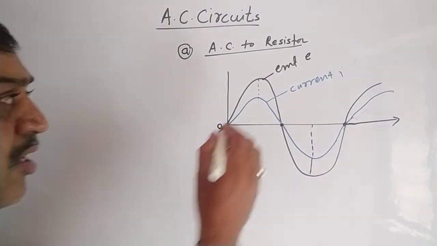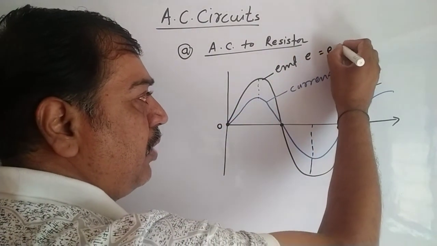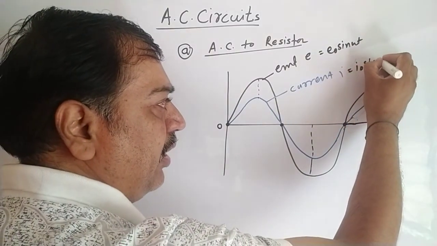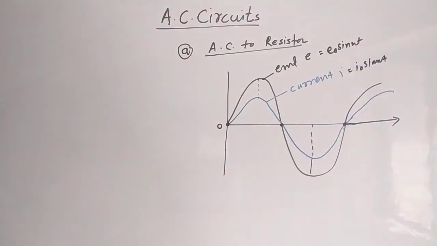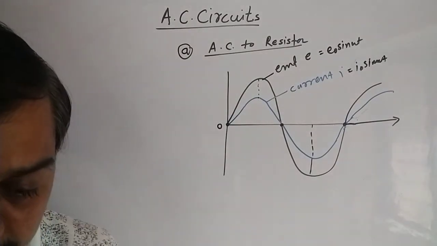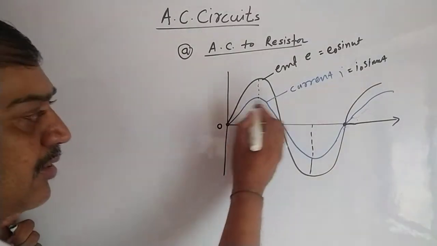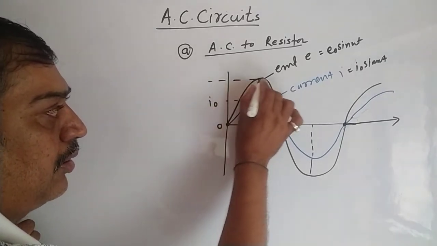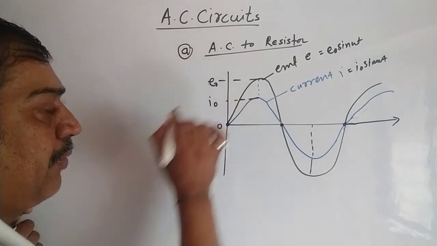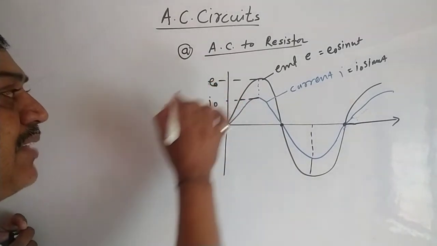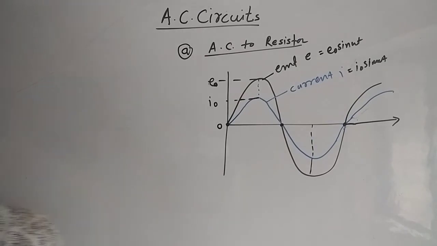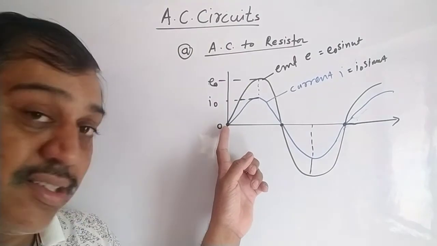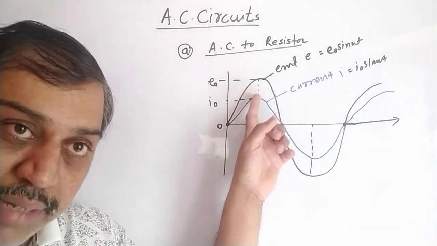How are they in phase? We have represented E equal to E0 sine omega t, and I equal to I0 sine omega t. These are the two curves we have drawn, and they change similarly. This value stands for I0, the peak value of current, and this stands for E0, the peak value of EMF. From this diagram it is seen that EMF and current are in the same phase. They start at the same point at the same time and become maximum at the same time, and so on.